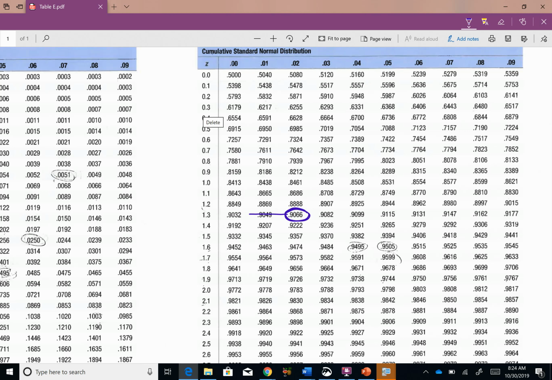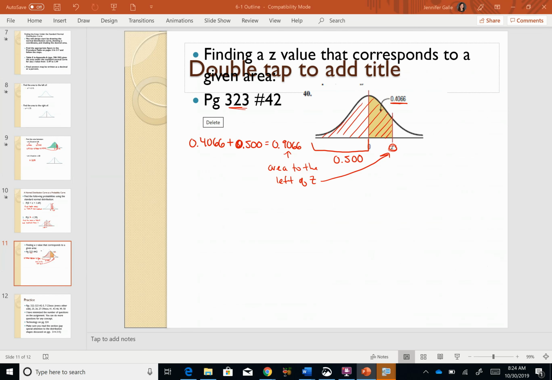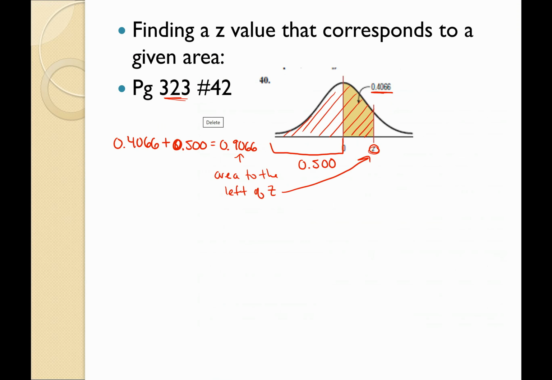So now I have to work my way out. This matches 1.32. So this z equals 1.32. So what we did is we looked up the area in the body of table E. So not in those outside columns, but in the actual body. That's where the areas are.